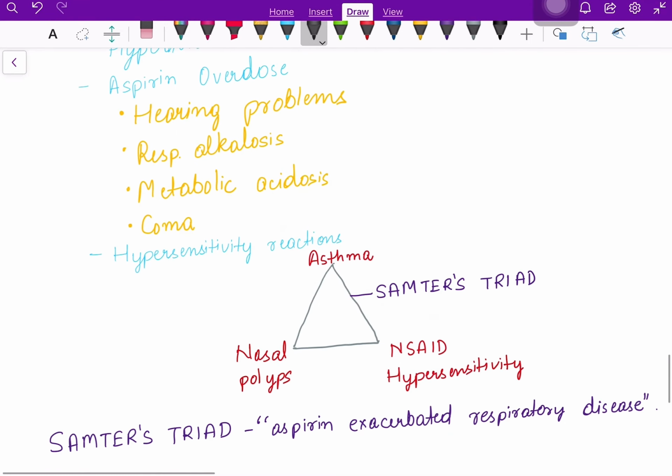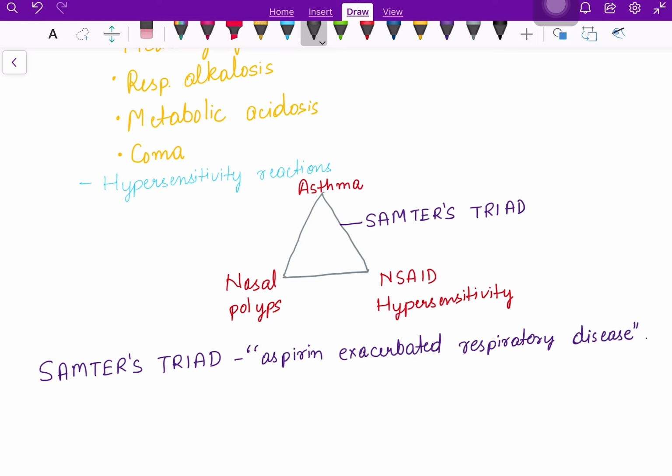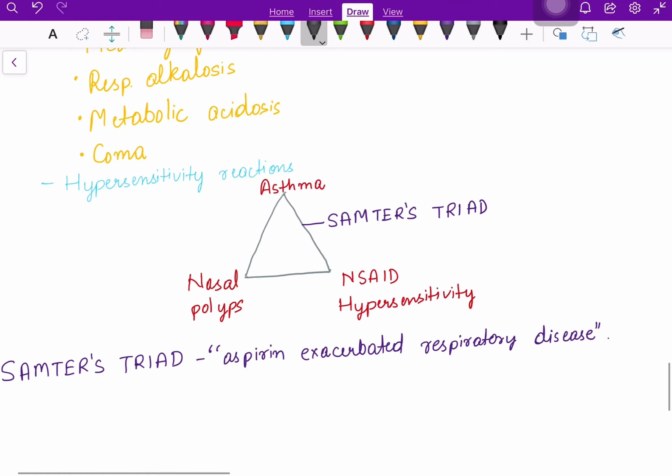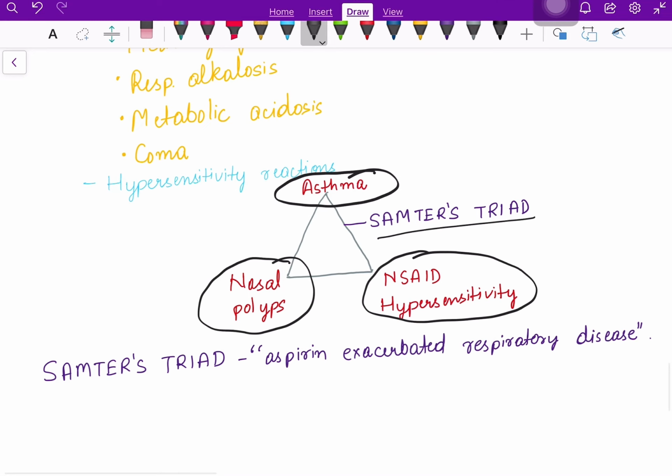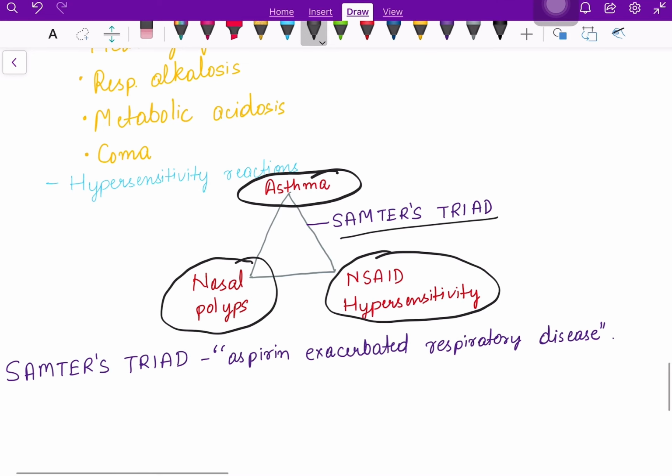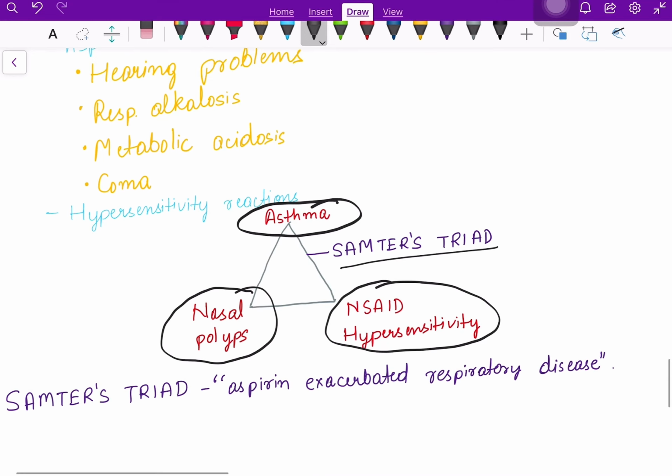Hypersensitivity reactions. There is a triad which shows us how the hypersensitivity reactions take place. The triad's name is Samter's triad. Here, at one end, that is asthma, nasal polyps, and NSAID hypersensitivity. The Samter's triad is the aspirin exacerbated respiratory disease. This is a very important triad and most commonly asked in competitive exams. So we should remember the triad consists of asthma, nasal polyps, and NSAID hypersensitivity.